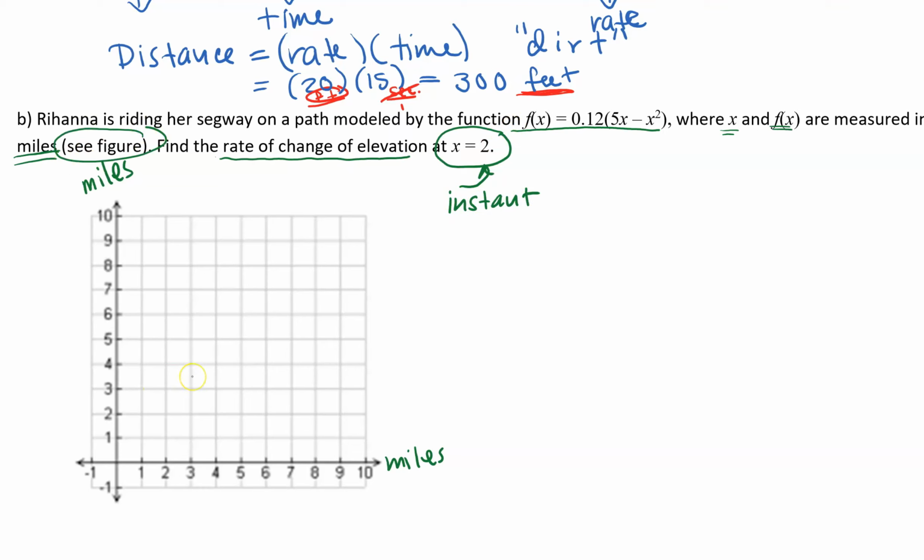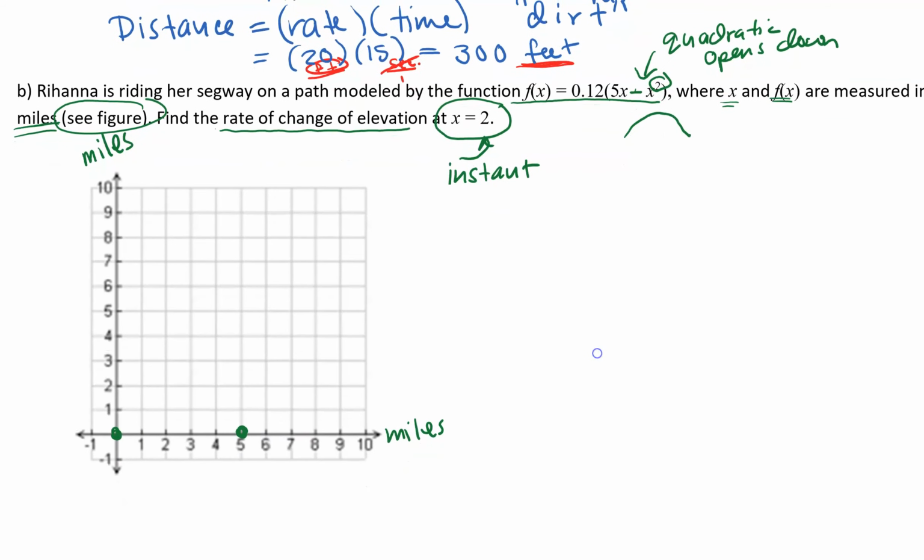It says see figure. Well, there's nothing here. We're going to have to create this ourselves. So we're just going to sketch a brief picture of this function. First of all, I want you to notice that this is a quadratic function because my x is squared. It would be opening down because the coefficient in front of x squared is negative. So it's going to look something like this. It'll have an x-intercept at 0, 0, and then another one at 5, 0. So we'll plot those points. Go ahead and do that on your worksheet.